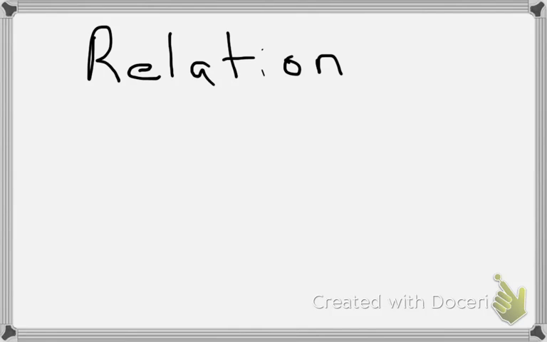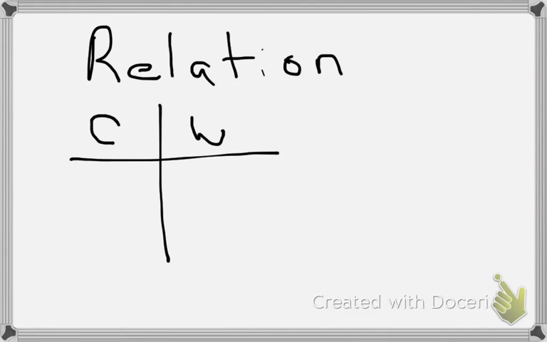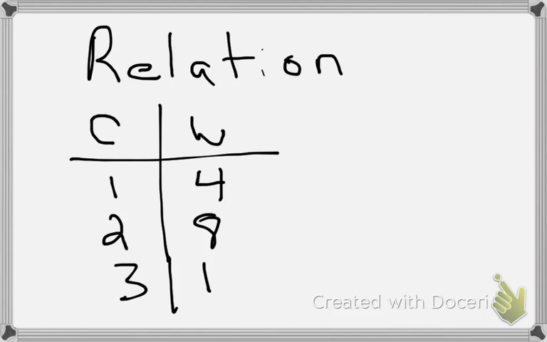First of all, let's just talk about this word relation or relationship. In mathematics, a relationship is when two numbers or two variables are related to each other. Let me give you an example of cars and wheels. If there's one car there are 4 wheels, if there are 2 cars there are 8 wheels, if there are 3 cars there are 12 wheels.